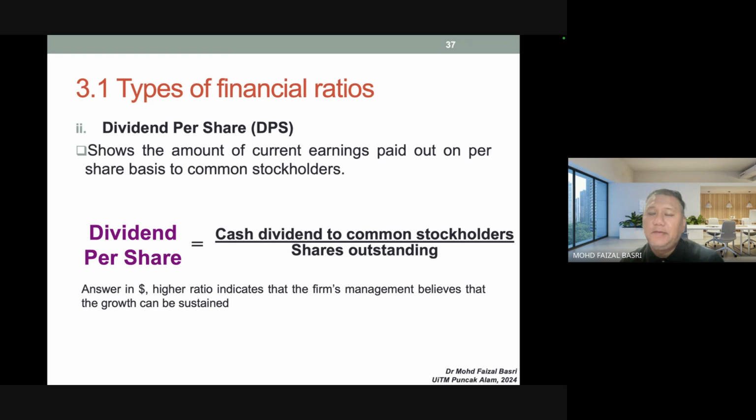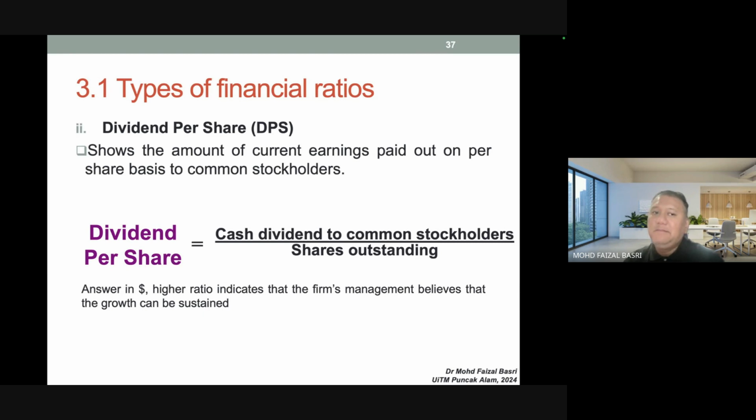dividend per share. Okay, if income earlier we looked at net profit, for dividend per share we want to look at the cash dividend given to the common stockholders. It shows the amount of current earnings paid out on a per share basis to the common stockholders. When we talk about dividend policy, most companies pay dividends on a quarterly basis. But the cash dividend amount, we usually take the annual amount. This information we can also get in the annual report. The amount of cash dividend given to the stockholders for the year. We can look in the annual reports.